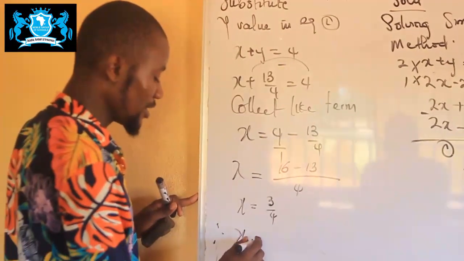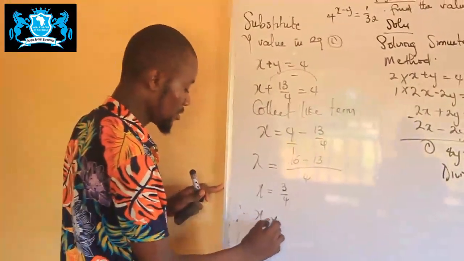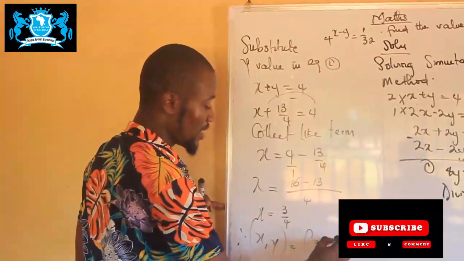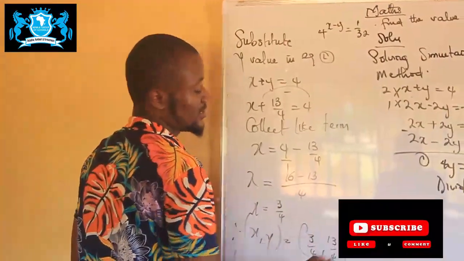Therefore, x and y in coordinate form, your x is 3 over 4 and your y is 13 over 4. And this is the answer to this question.